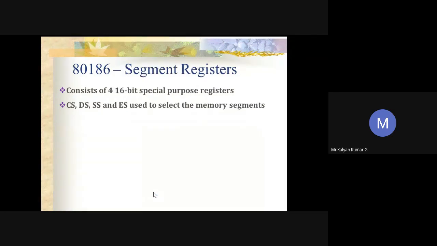Moving on to segment registers. Here also we have 4 16-bit special purpose registers: CS, SS, DS, and ES. All these registers are used to select the segments of memory at any given time. With the help of these, you can address the code, stack memory or data, depending upon your purpose.